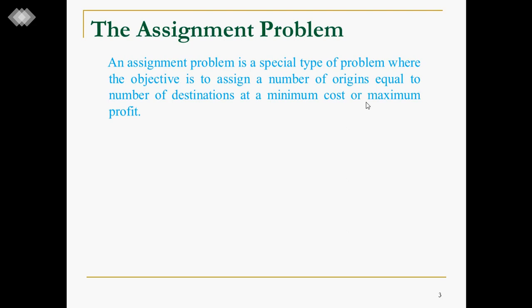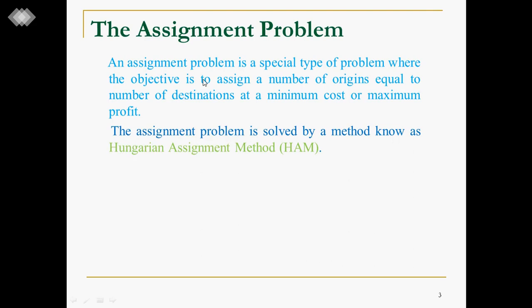So in other words, you will have some persons and an equal number of jobs. You are supposed to assign one job to one person at the minimum cost or maximum profit. The assignment problem is solved by a method known as the Hungarian assignment method, HAM.